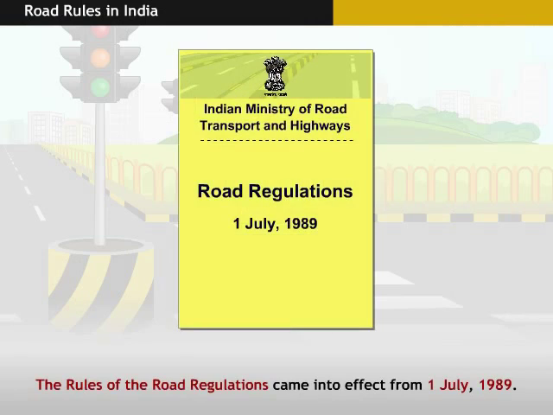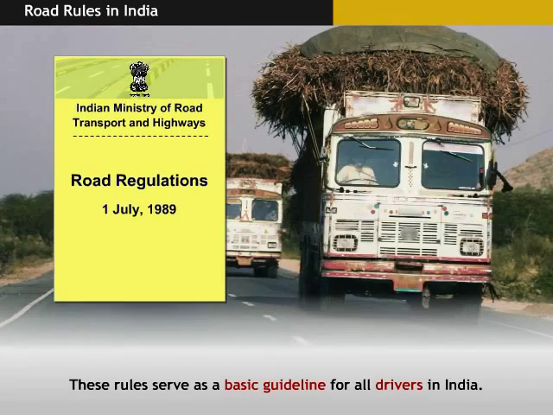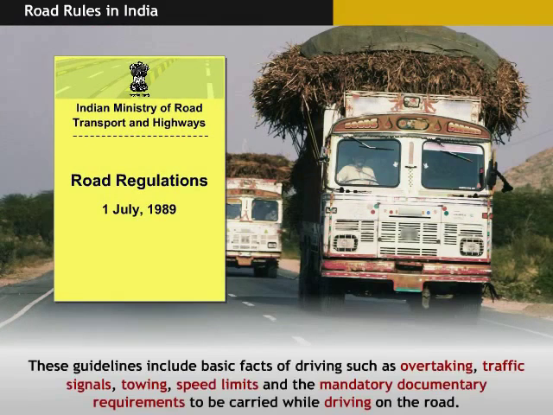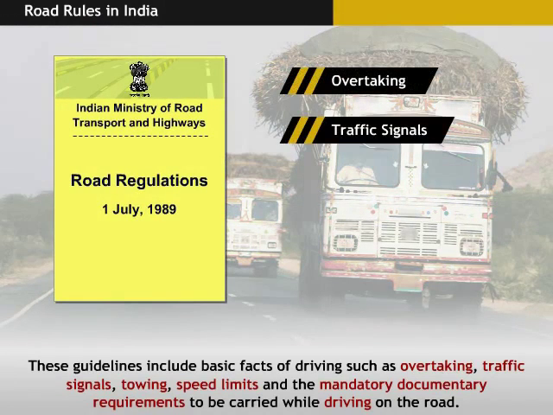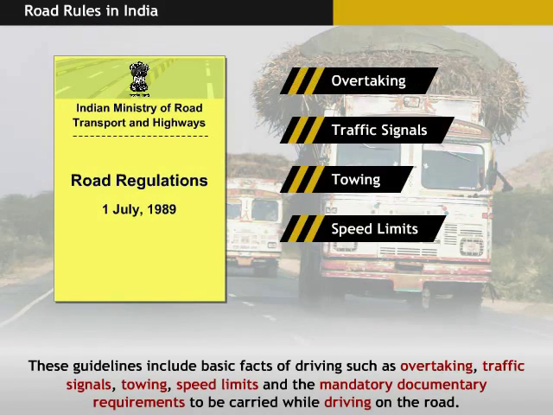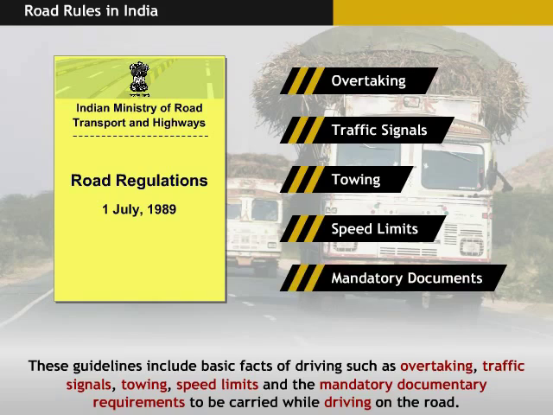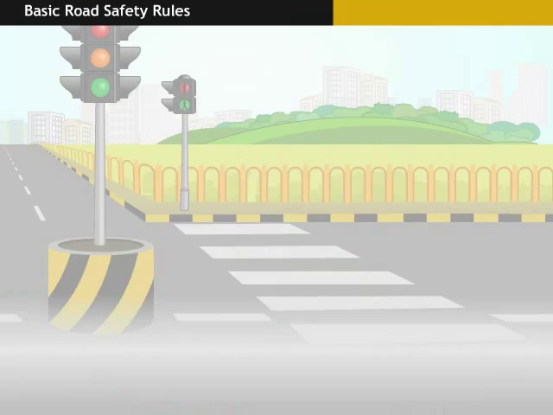The rules of the road regulations came into effect from the 1st of July 1989. These rules serve as a basic guideline for all drivers in India. These guidelines include basic facts of driving, such as overtaking, traffic signals, towing, speed limits, and the mandatory documentary requirements to be carried while driving on the road.